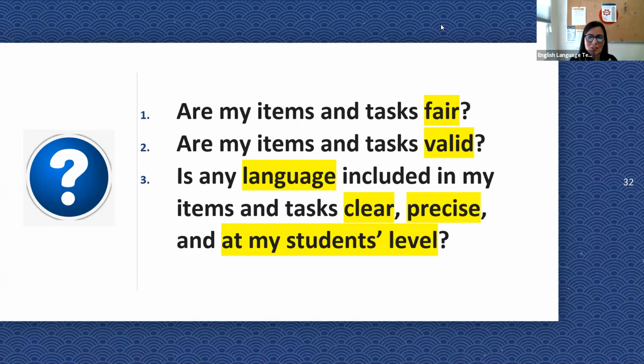So these are things that I think, and I sent you this in the email calling for you to join me today, right? These are things that you have to keep in mind. Are your items and tasks fair, valid, right? And is any language included in your items and tasks clear, precise, and at your students' level? So we're going to discuss how to avoid certain things and what to do, based on research and what experts say. And I've got to say that experts do not agree a lot of times on what is best. So I will show it to you, and then you take it with a grain of salt. Some things yes, but some things there hasn't been enough research, right?